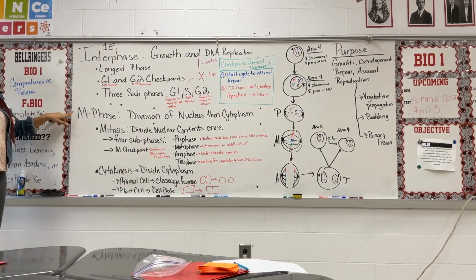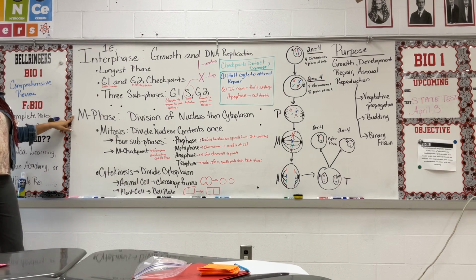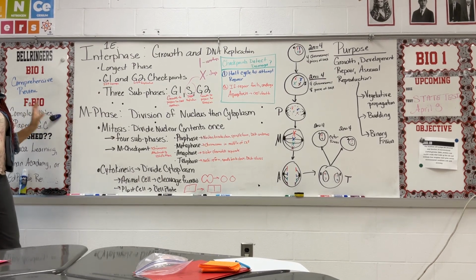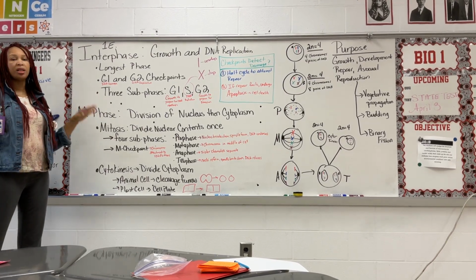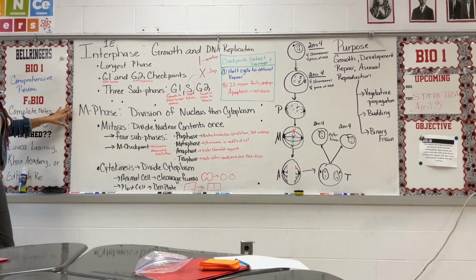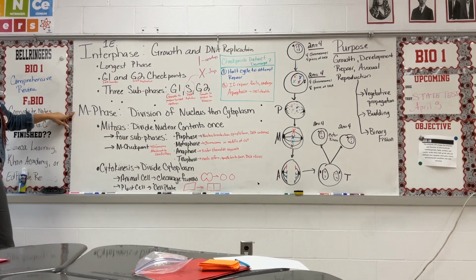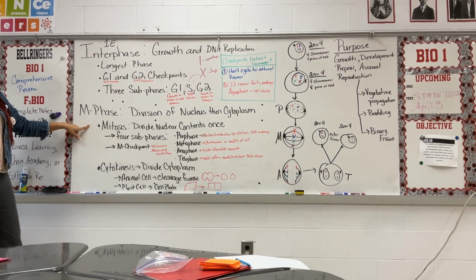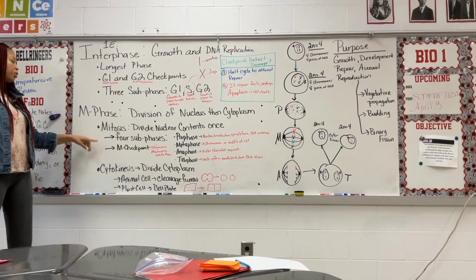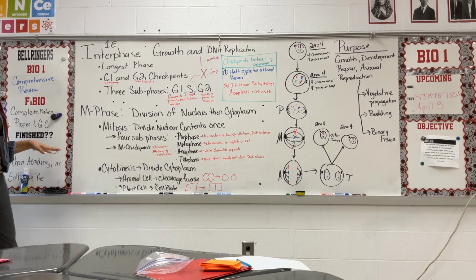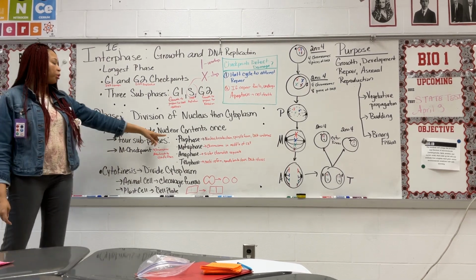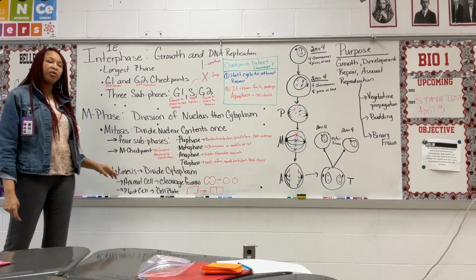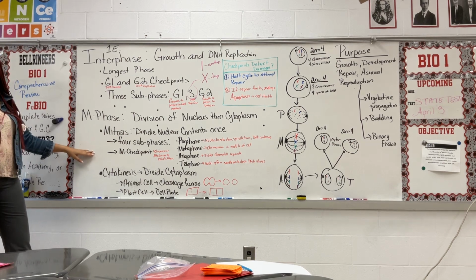The M phase is the second phase of the cell cycle, and the M phase is a period of division where first the nucleus divides and then the cytoplasm. In mitotic cell cycle, the M stands for mitosis, and mitosis means to divide the nuclear contents once. Mitosis is broken up into four subphases and has one checkpoint. The four subphases are prophase, metaphase, anaphase, and telophase, and there is an M checkpoint which comes at the end of metaphase.